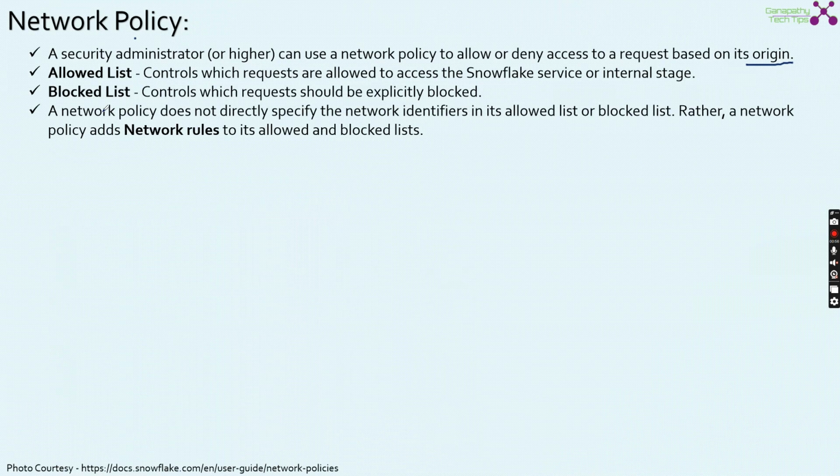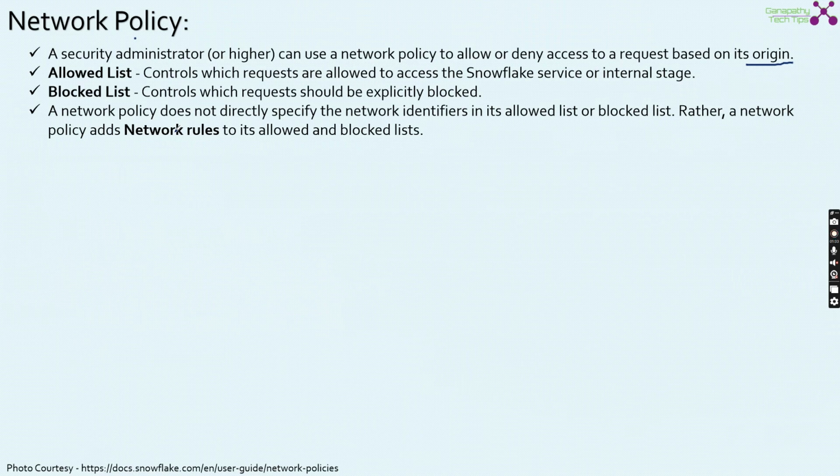It is working with two basic principles. One is the allowed list, another one is the blocked list. As simple as it is, the name is self-explanatory. Allowed list controls which requesters are allowed to access the Snowflake service or internal stages. Blocked list in a similar way controls the requests which need to be explicitly blocked. Now, how we can manage these two things is via a network policy. In the previous days, we could directly specify these allowed list and blocked list as part of the network policy.